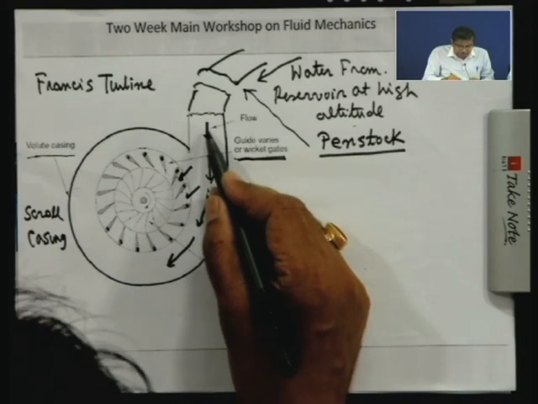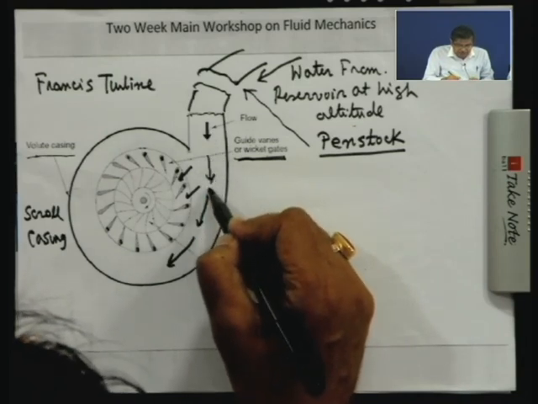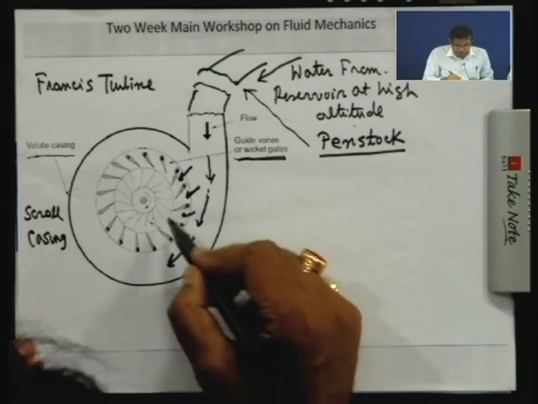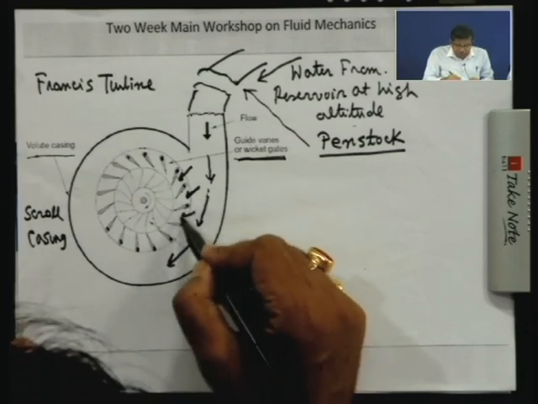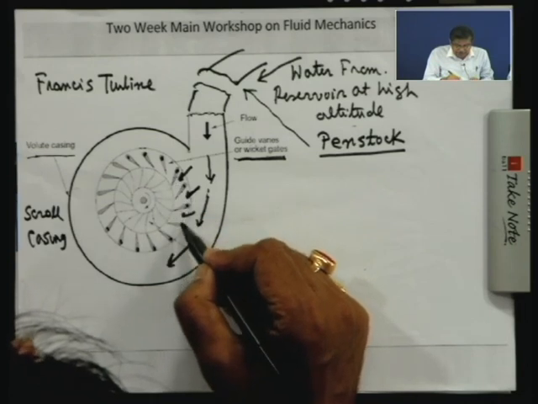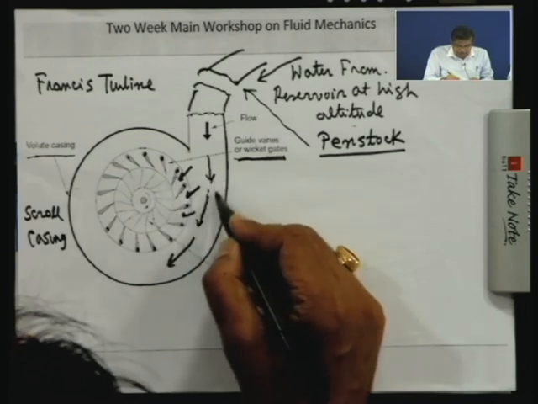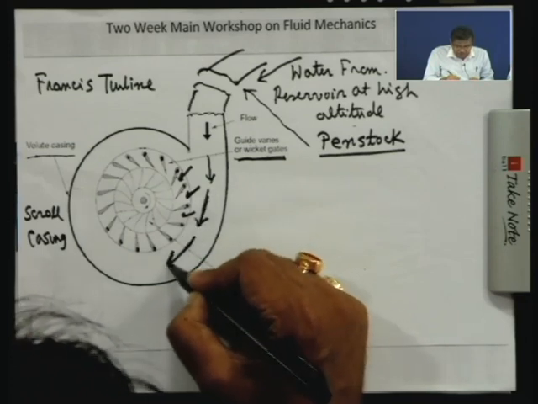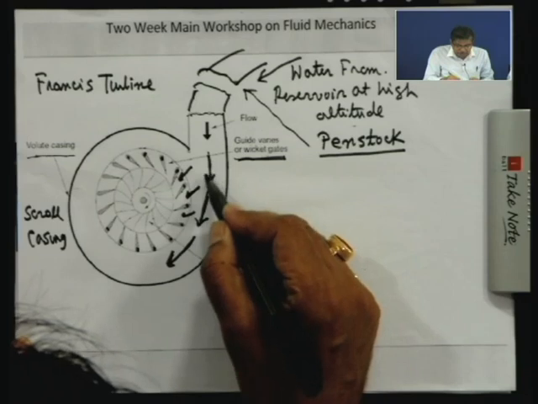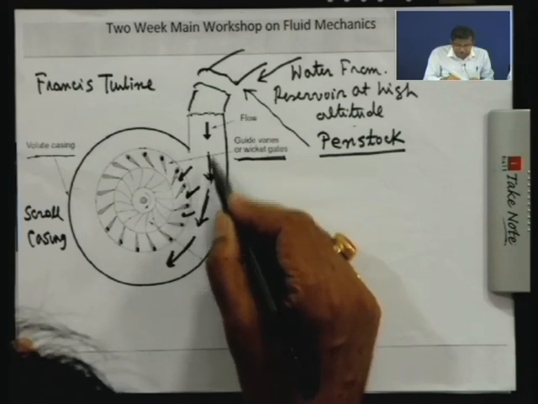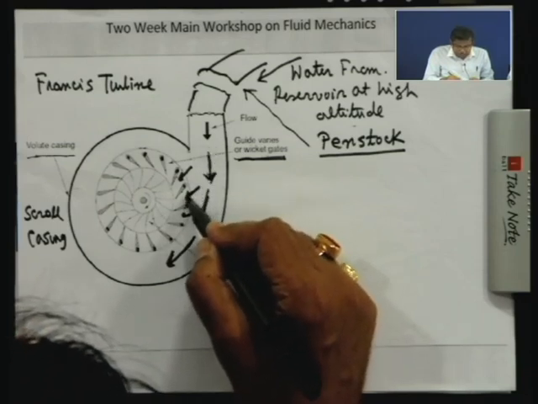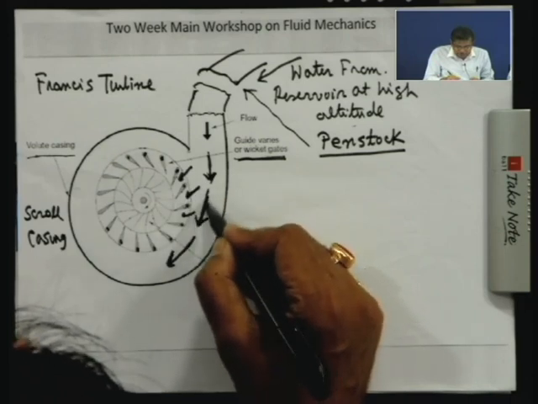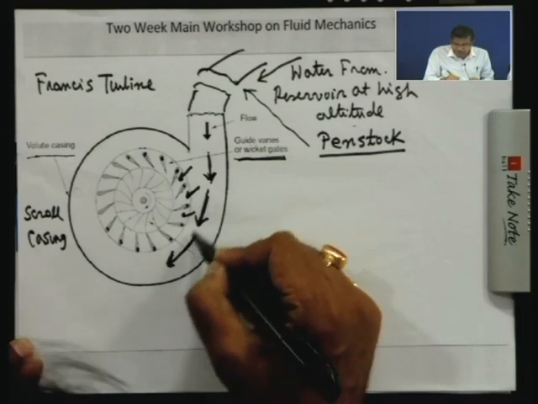Now, what happens when the flow comes here in this scroll casing: the fluid enters into the passage formed by the wicket gates or the stationary guide vanes. The purpose of decreasing this area is to make the flow velocity in this direction constant. How? The flow is coming, and the flow is also entering into the passage. So, the volume flow rate flowing through this passage is getting reduced.